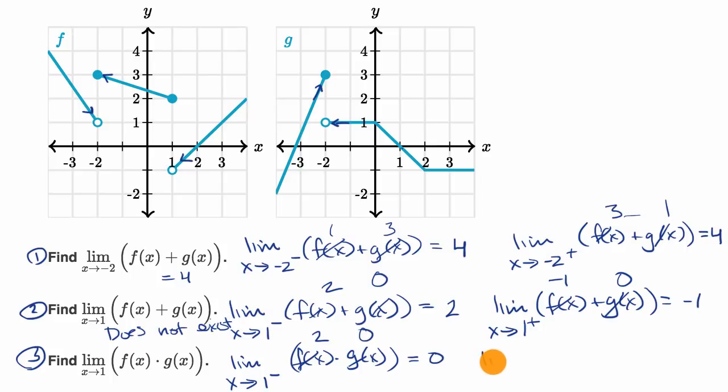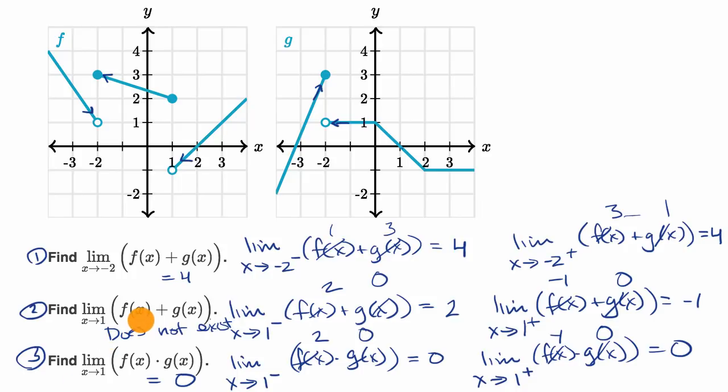And then when we approach from the right, the limit as x approaches 1 from the right of f of x times g of x. Well, we already saw when we're approaching 1 from the right of f of x, we are approaching negative 1. But g of x approaching 1 from the right is still approaching 0. So this is going to be 0 again. So this limit exists. We get the same limit when we approach from the left and the right. It is equal to 0.